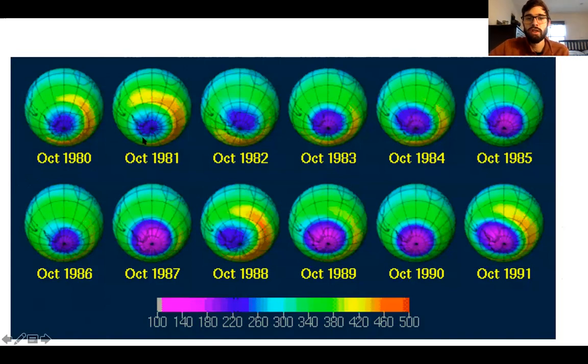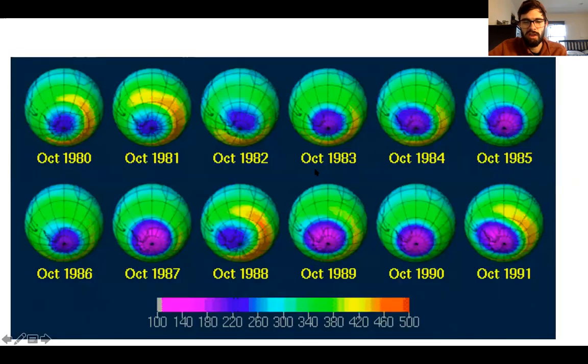And you can see if you look at these images that for the hole in the ozone layer, the bluer or the more purple the color, the less concentration of ozone there is. The hole in the ozone layer at the South Pole is starting to get larger and larger as we enter into the early 90s.